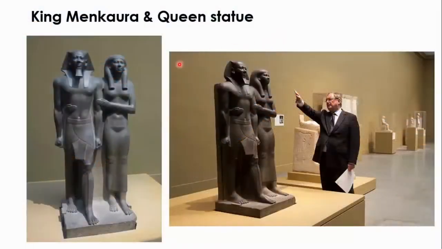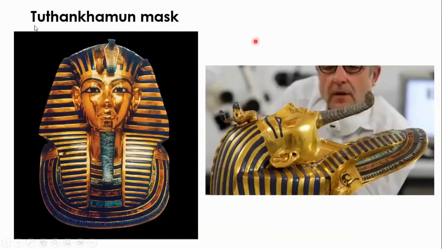Here are a couple of examples of some full life-size sculptures of a king and queen. Occasionally a king and queen would rule together. And these do not have mummies inside of them. These are actually just sculptures.